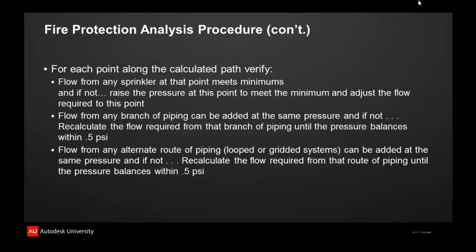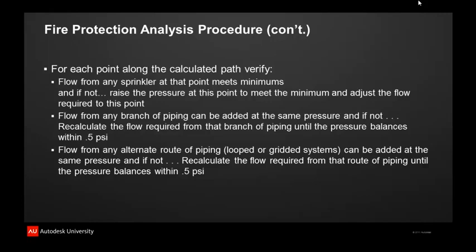We'll just follow that pipe by pipe by pipe all the way back to the supply. And along that path, there's a few things we have to keep in mind. The flow from any sprinkler at that point has to meet the minimum, and if not, then we need to raise the pressure at the beginning point in order to get the minimum at a given point. In this particular calculation, that wasn't necessary. It was always enough. We also have to get the flow from any branch of piping that can be added at the same pressure, and if not, we can recalculate the flow required from that branch until that pressure balance is within 0.5. We calculated branch line 1, and when we got to branch line 2, we didn't quite have the same pressure and flow, and we just calculated branch line 2 until the pressure was the same as branch line 1 plus a little piece of the cross main.